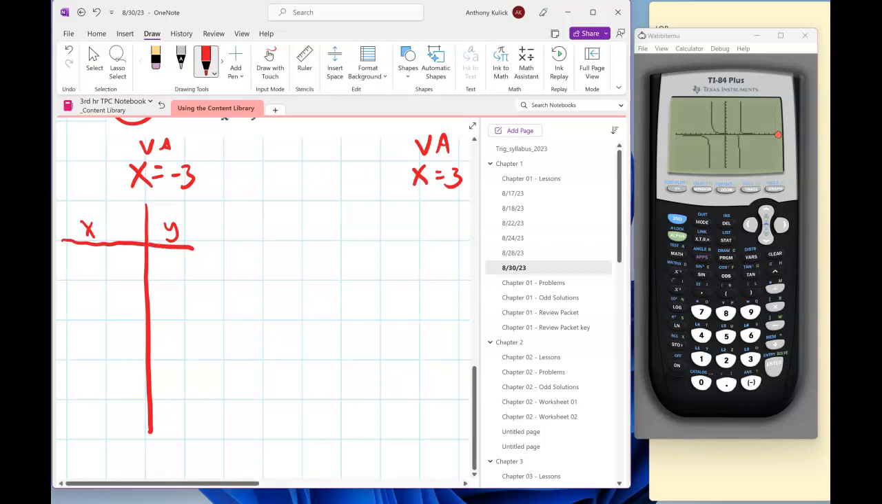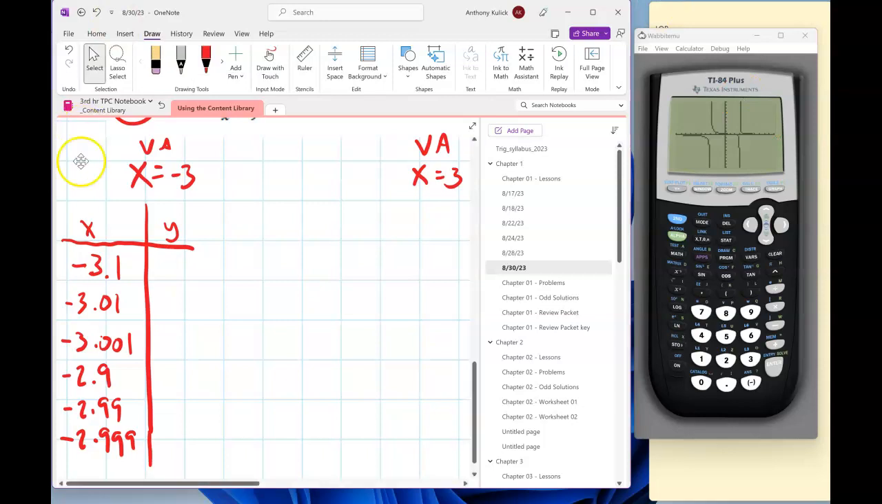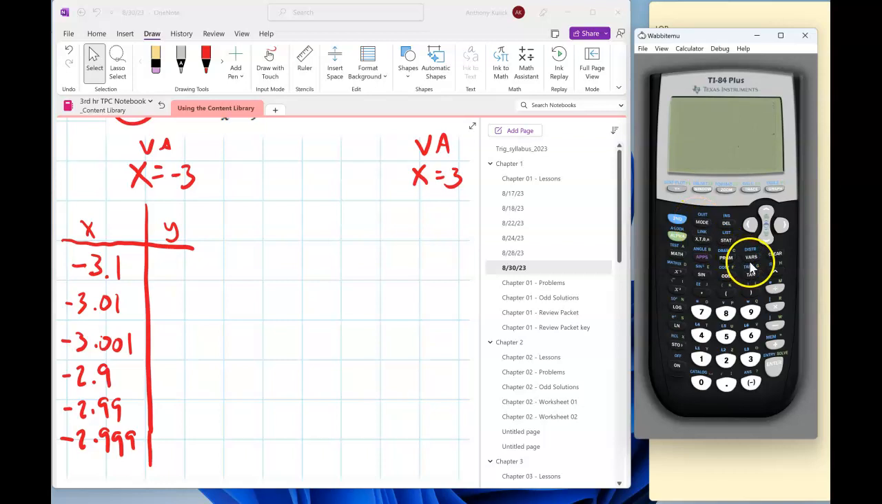So I'm going to start by picking some values that are a little less than negative 3. So maybe negative 3.1, negative 3.01, negative 3.001. And then things that are a little more than negative 3, negative 2.9, and then negative 2.99, and negative 2.999. Okay. And I'm just going to take a look at those values.